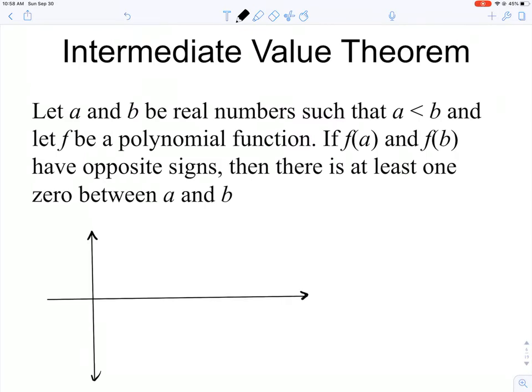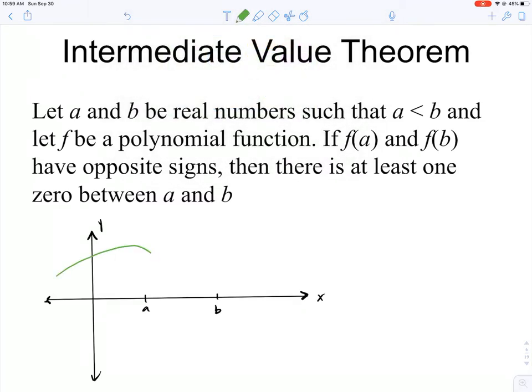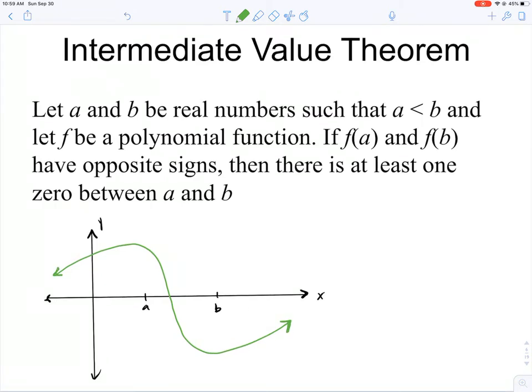And then next year in calculus, you guys will do more with the intermediate value theorem and you'll actually prove it. Okay, so the intermediate value theorem says that, let a and b be real numbers such that a is less than b. So I have these two x values where a is less than b. And let f be a polynomial function. So I'm going to draw a polynomial function that is smooth and continuous. So this is going to be f.